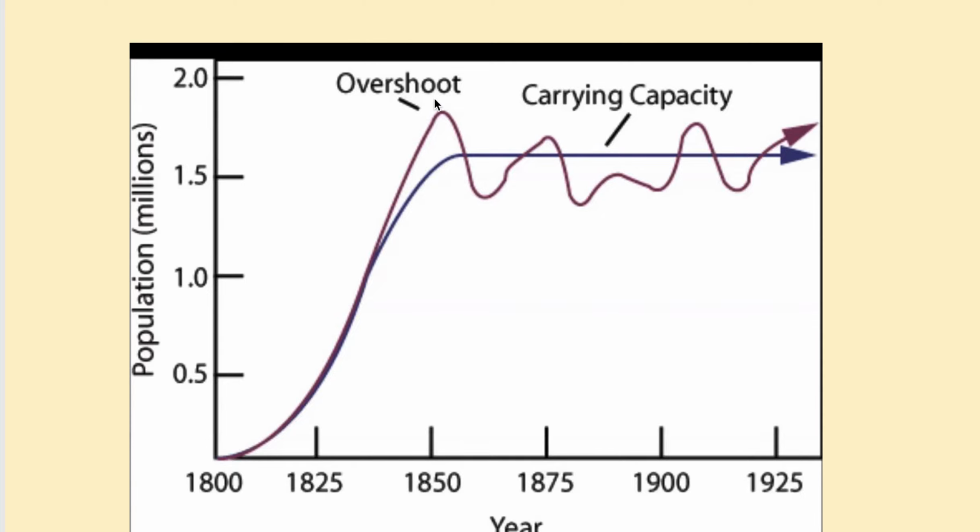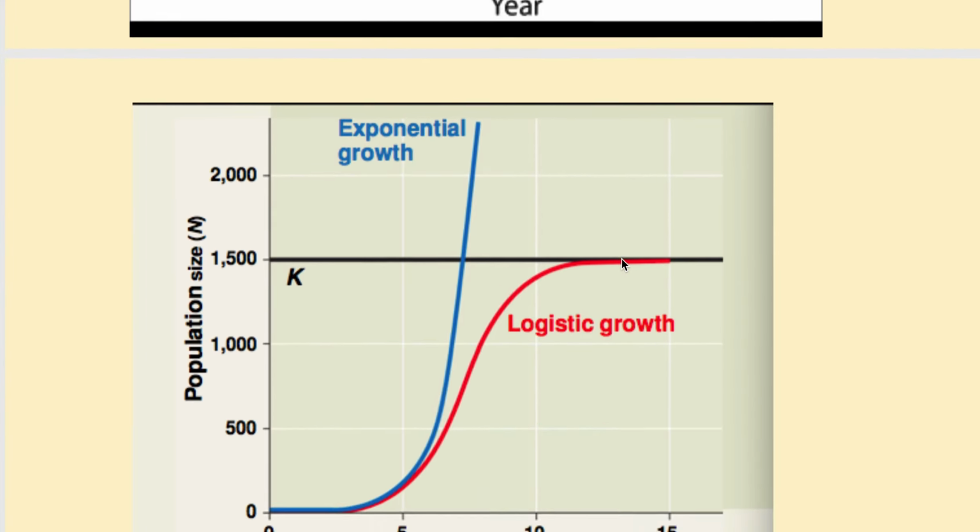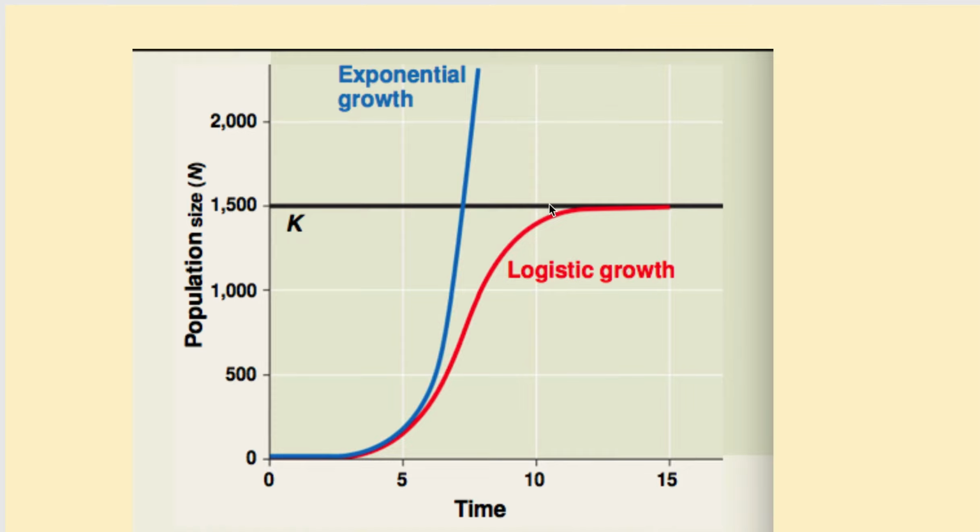Humans are living, right, in an overshoot right now. We are overpopulating more than can be sustained with our resources. And so you might see this up and down, but you can still look at it stabilizing with the carrying capacity. Carrying capacity can also be referred to as K. Please don't confuse this and think that this is the K selected. It's just K. K is for the carrying capacity.